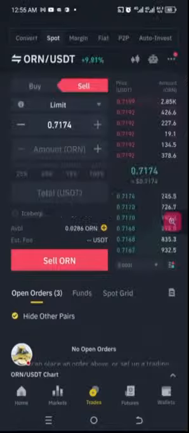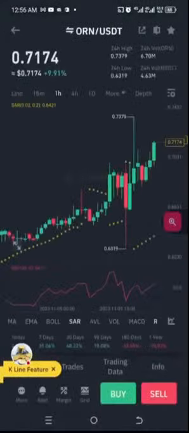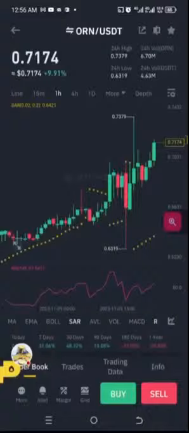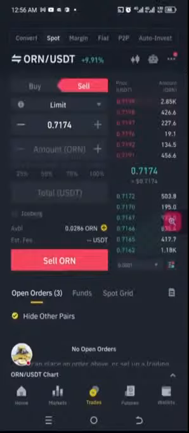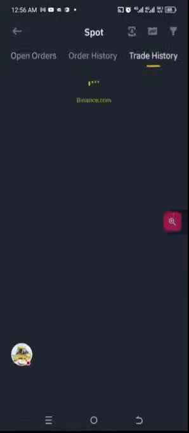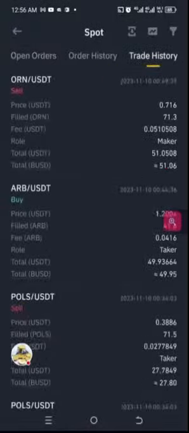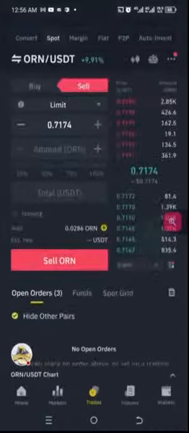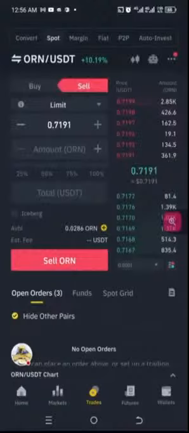ORN has executed. I just had it come back. Oh my God. It has executed. That means this thing could have gone up to 3%. Look at it. It's currently at 7174. Look at the trade history. It just ran all along. See what our target was. Our target was 716. And currently it's at what? 7174. What am I saying? It's at 7191. Oh my God. That's beautiful.